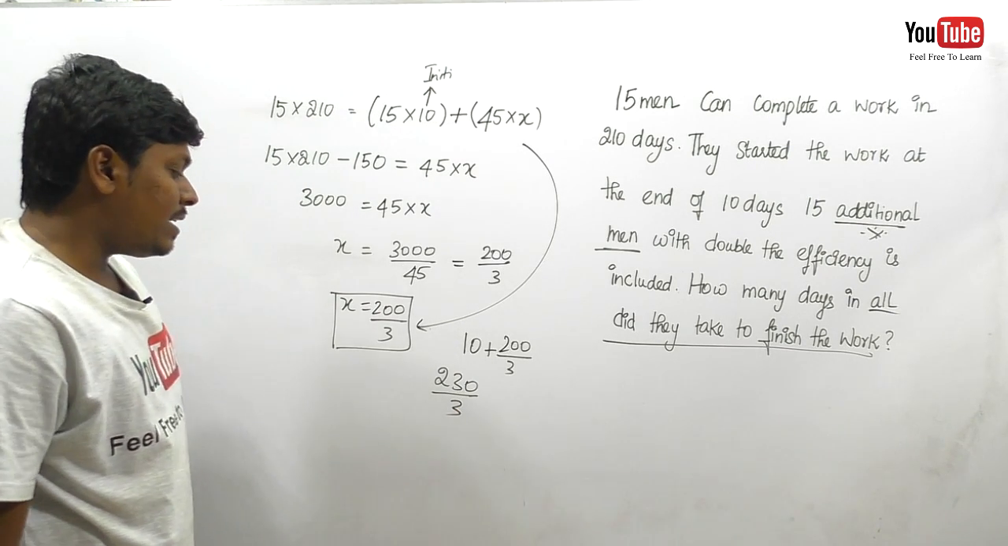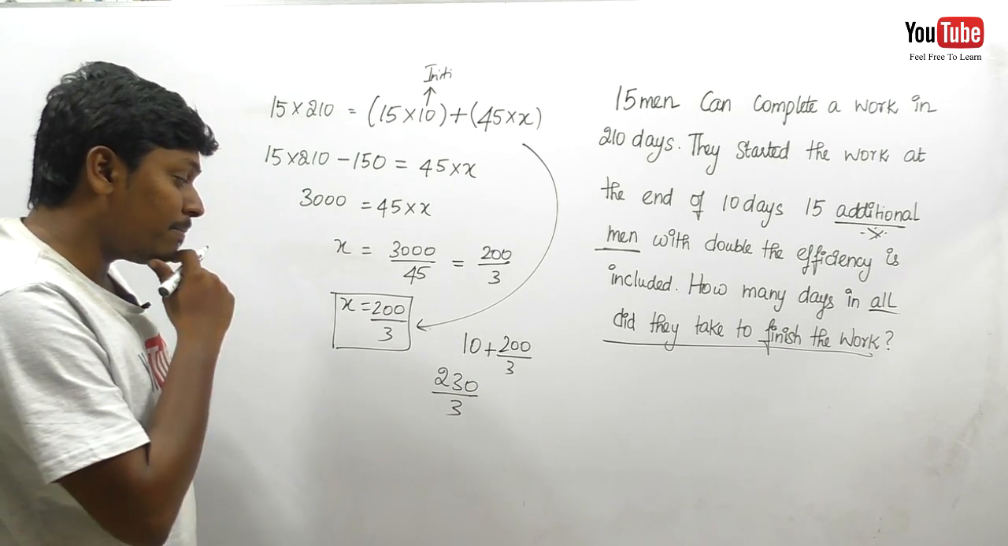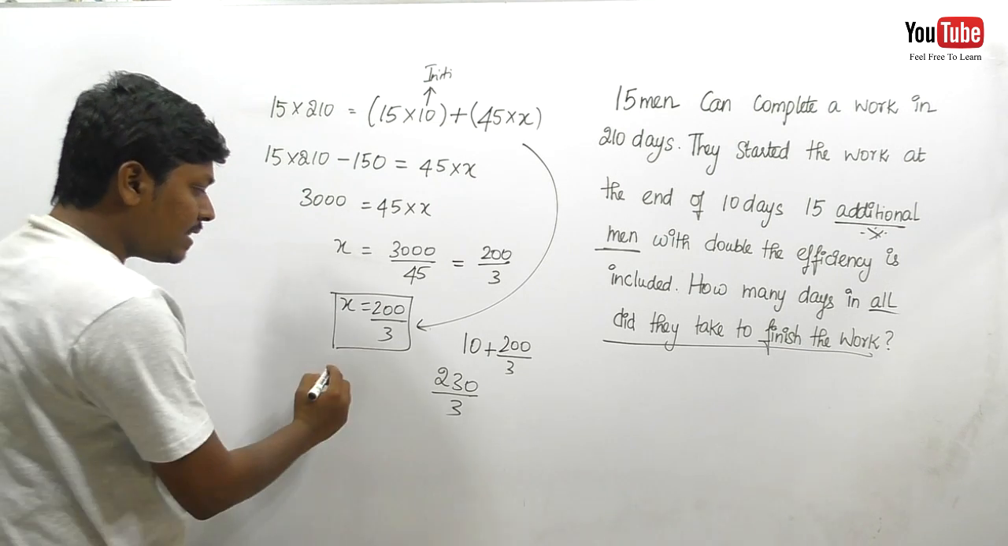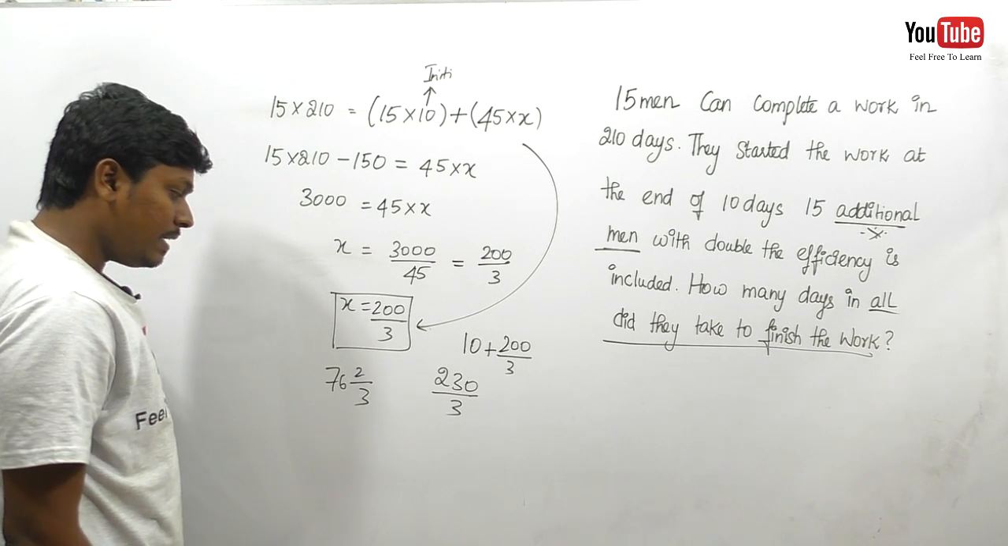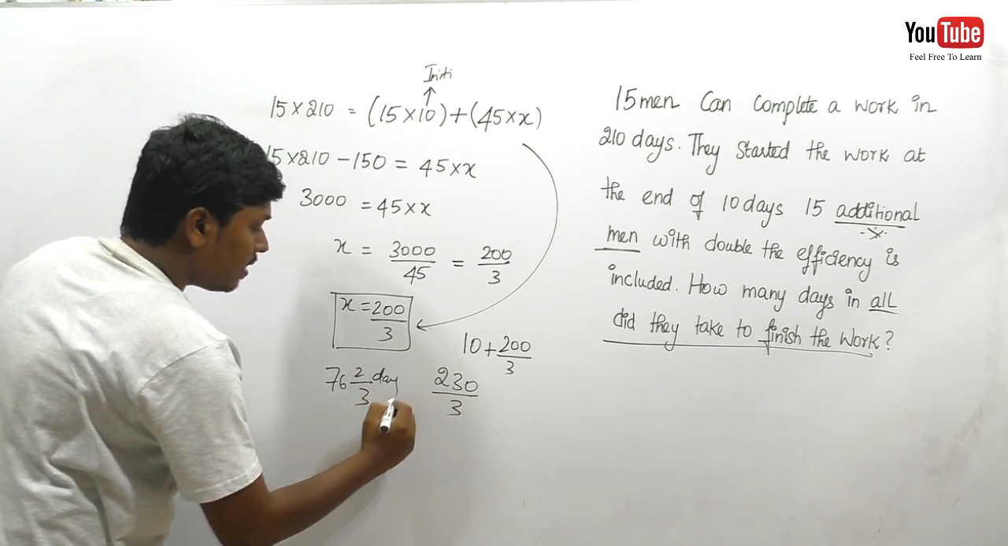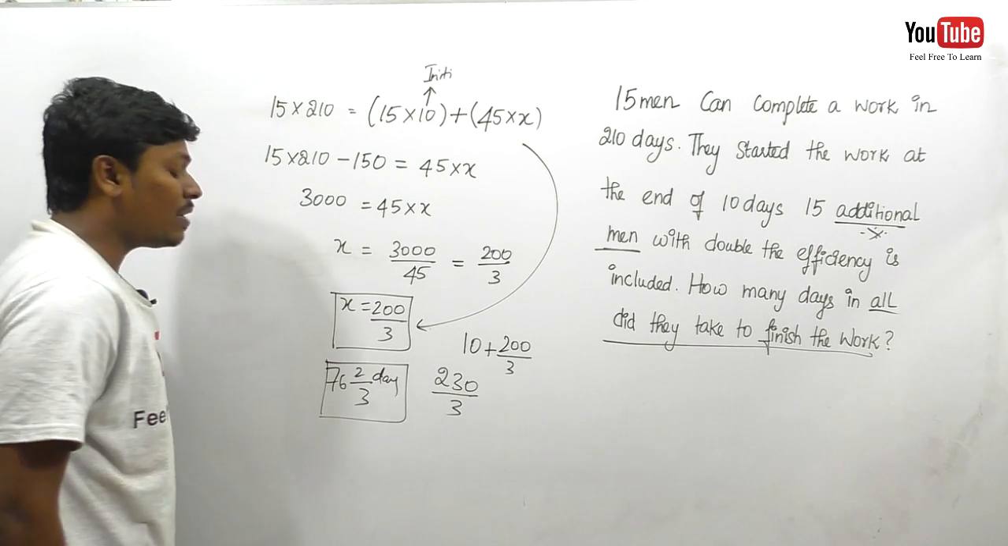I think 230 by 3 days can be written as a mixed fraction, which is 76 2 by 3, right? So 76 into 3 plus 2. Okay, 76 2 by 3 is the number of days required to complete this work.